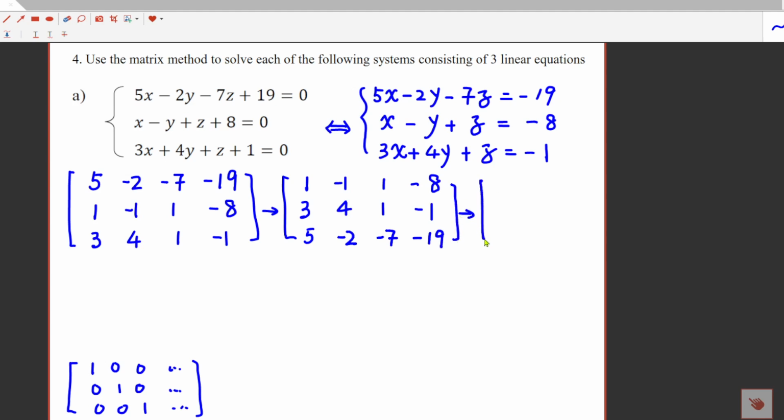Then we could use the first row times -3 added to the second row. The first row does not change. The second row becomes 0 here, right? Times -3 added to the next one. So here it will give us 7, right?